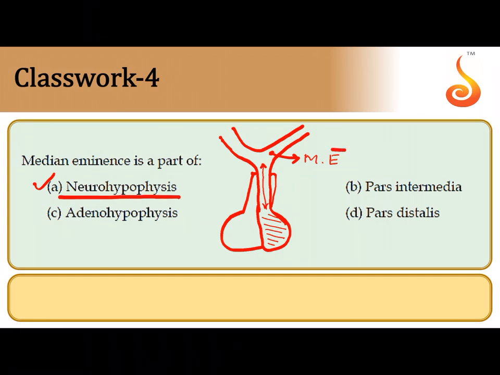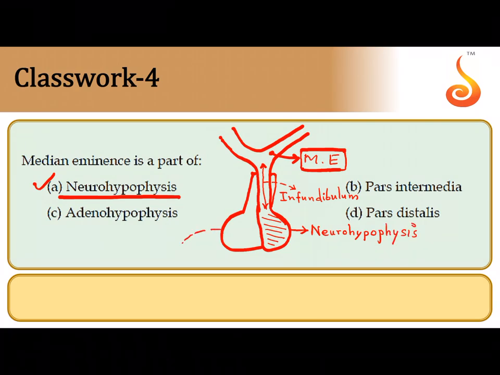So remember that median eminence is a part of hypothalamus, from which what comes down? The stalk of the pituitary. We had labeled the stalk of the pituitary simply as the stalk, or it can be called infundibulum. And what is this part which is continuous with the infundibulum? This part is the posterior lobe of pituitary gland. It is called the neurohypophysis.